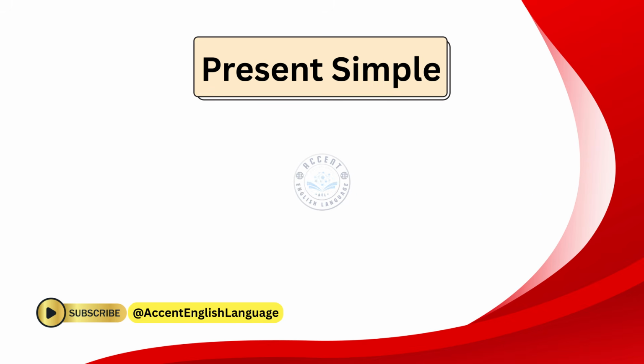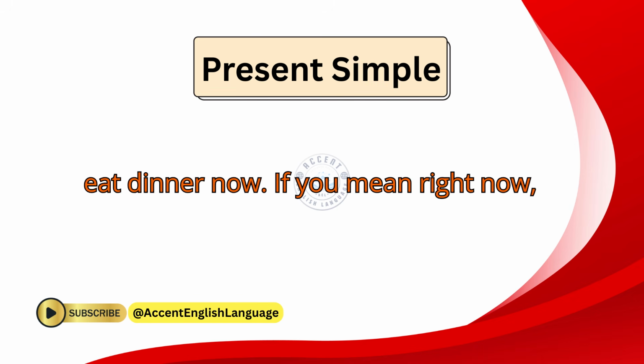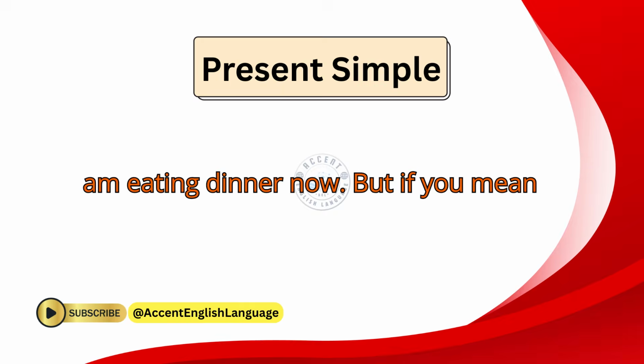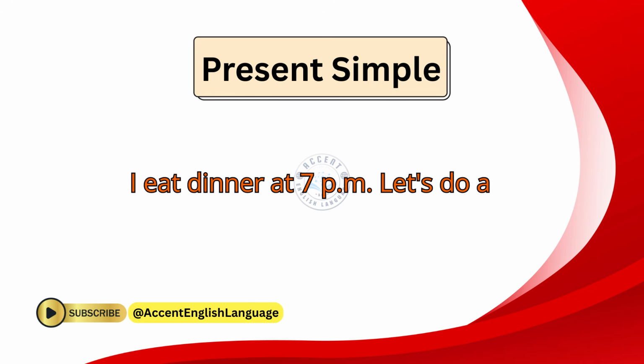Mistake 3. Using the present simple for things happening right now. For example, I eat dinner now. If you mean right now, you should use the present continuous, I am eating dinner now. But if you mean every day, use the present simple, I eat dinner at 7 p.m.